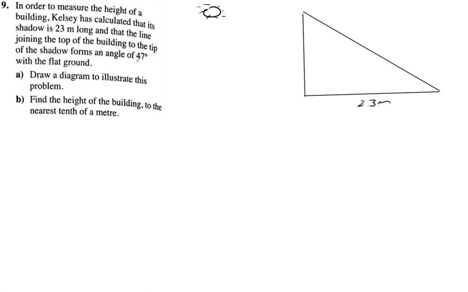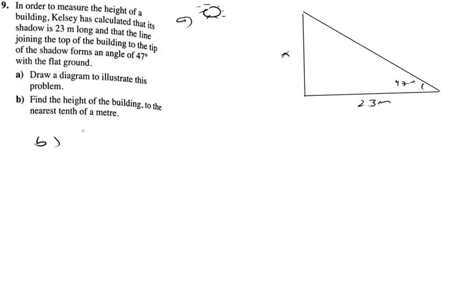And that line forms a 47-degree angle right here with the flat ground. So here's my diagram right here. And then for B, we have to find the height. So we have to find what X is over here.